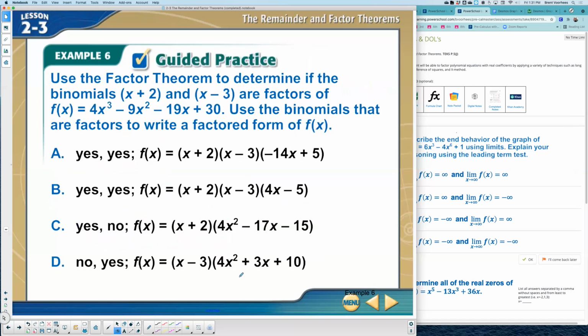All right, now that I've shown you these two, I will let you try these two, or test these two factors, or test to see if these two binomials are factors. And if they are, what would it simplify the equation to become?